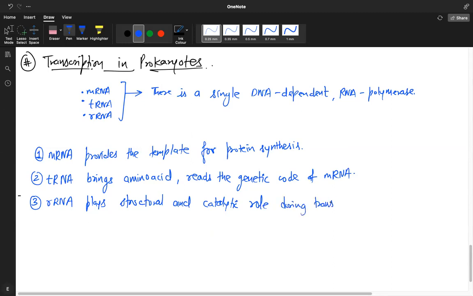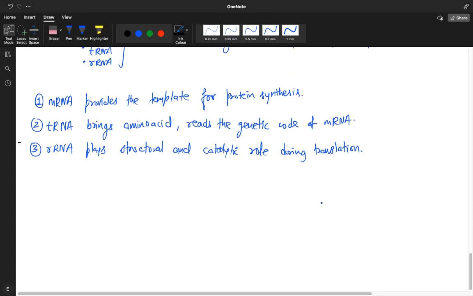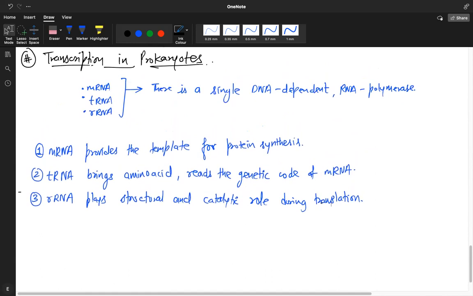because rRNA is an integral part, the structural part, of ribosomes. I told you that ribosomes are non-membranous organelles, right? This you have studied from your junior classes, correct? Tell me, what do you know about ribosomes? So they are the protein synthesis factory. Yes, right. And about the structure, do you know anything?